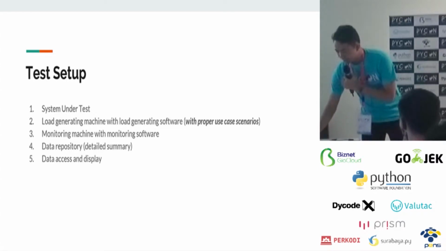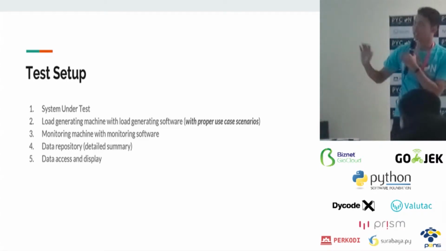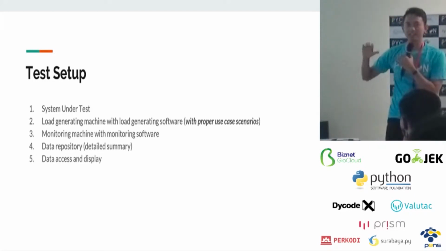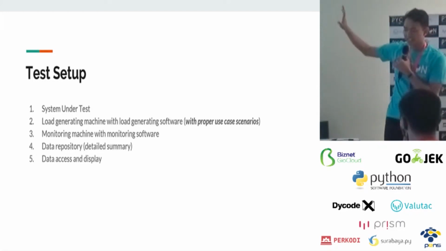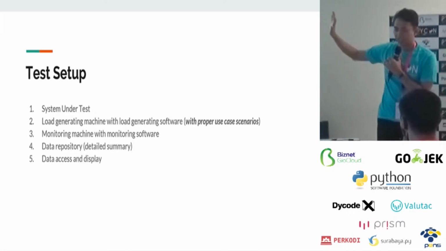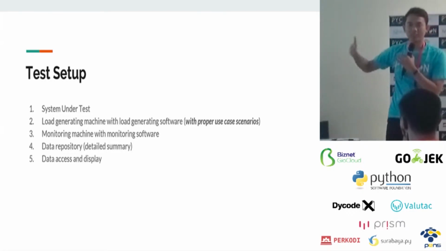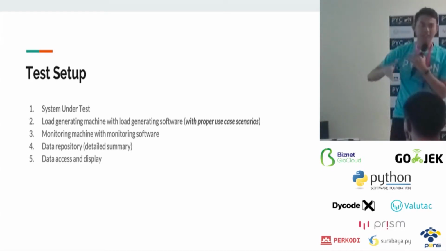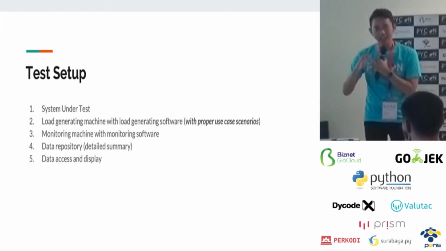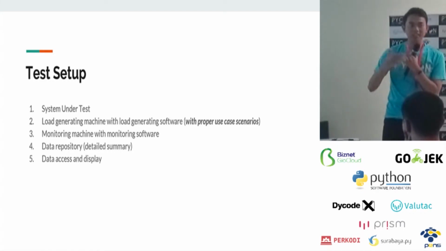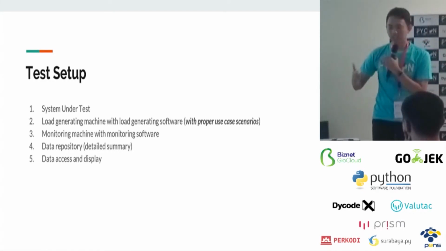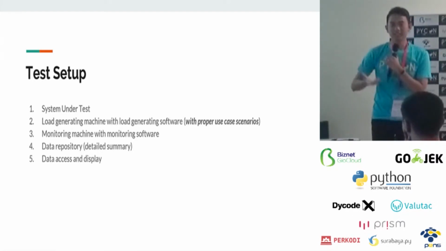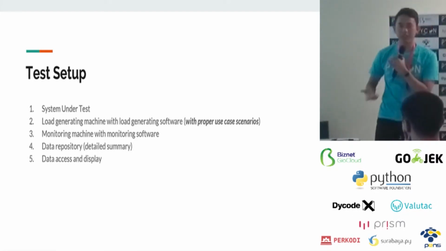Okay. Then the test setup. It is the most important. So basically for doing load testing, at least you need these 5 moving parts. First is the system under test and load generating machines, which is Locust, we will talk about later. And then monitoring machines with monitoring software, of course. And data repository, because load testing and performance testing produce lots of data. And 5, if you have your data in a database, you want to access it. You need data access and data display.